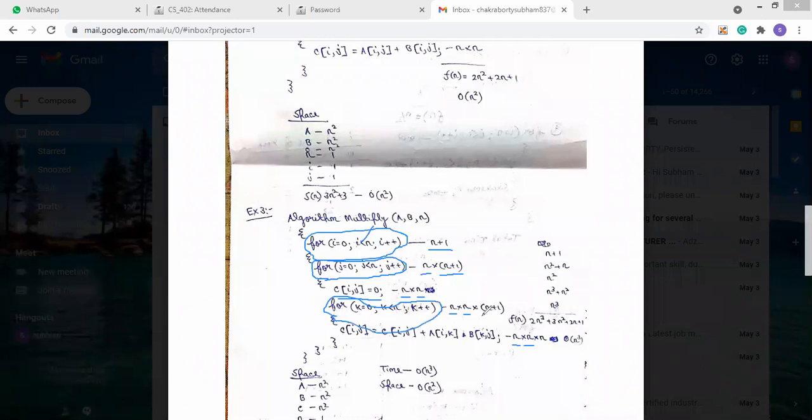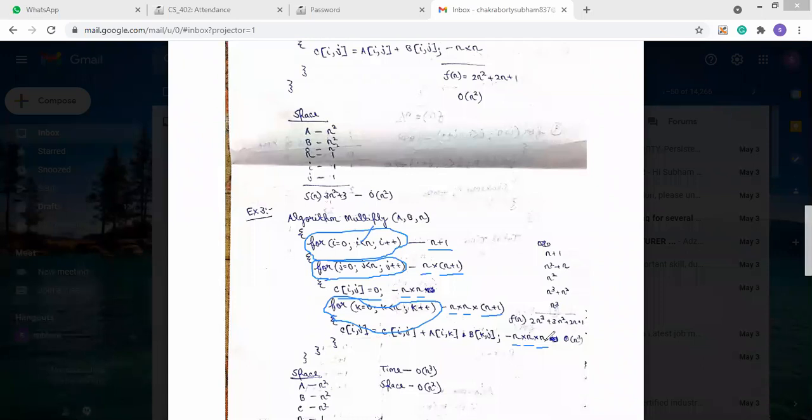Now, this loop will be executed n plus 1 times. And the statements inside any loop will be executed n number of times. So the total will be: for this loop, it will be n plus 1. For this loop, it will be n into n plus 1. For this statement, it is n squared. For this loop, it will be n into n plus 1. And for this statement, it will be n into n, meaning n cube. Now is it clear?